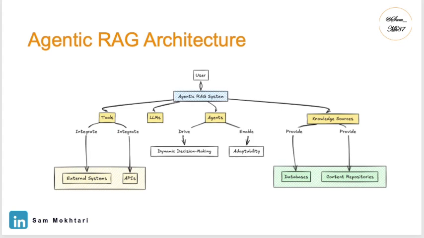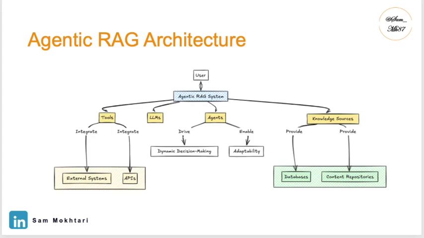The second component of the agentic RAG architecture, like the basic RAG system, is the knowledge source, which serves as the foundational data repository for the whole system. These knowledge sources can include structured data like databases or unstructured data from documents, websites, and more. The knowledge sources provide the raw material that agents need in order to generate meaningful responses.